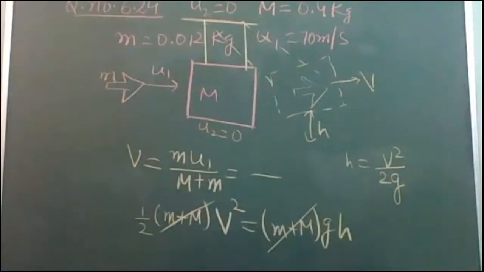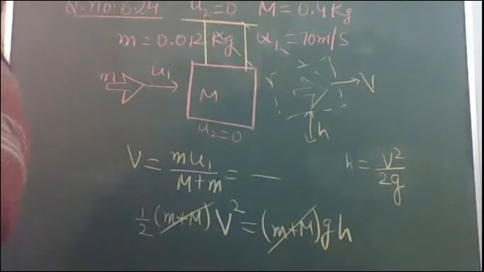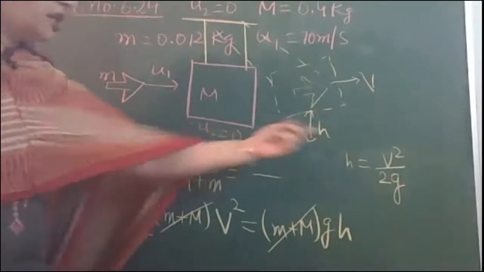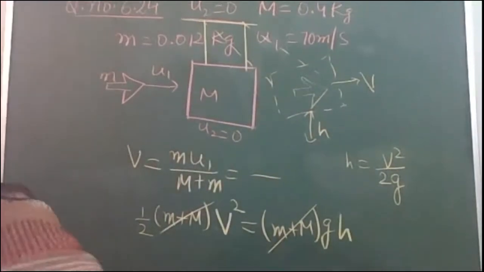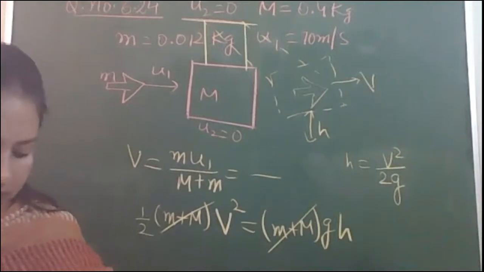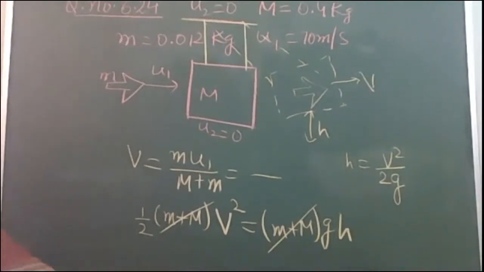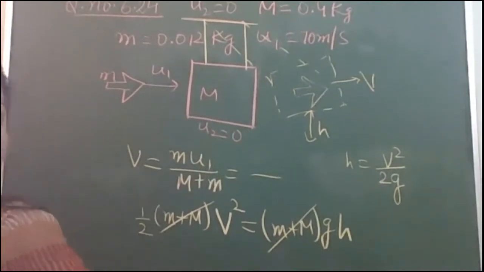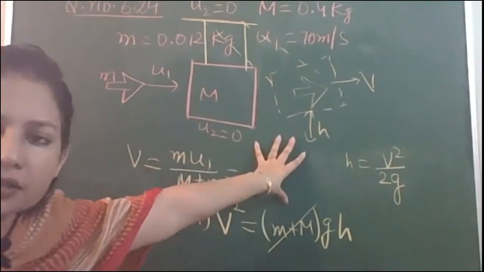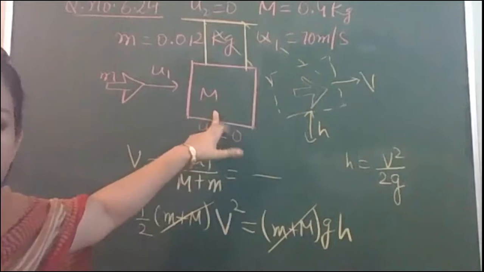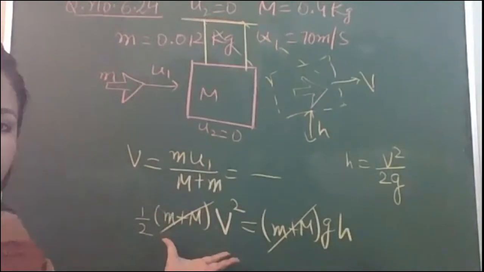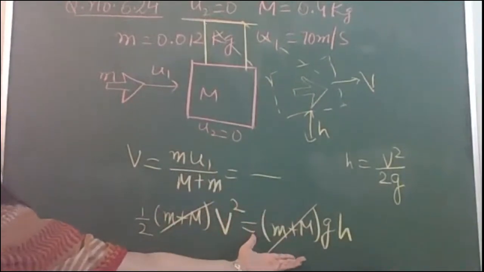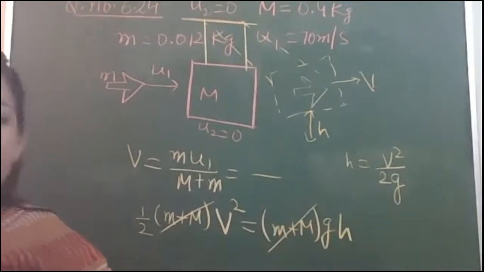So just solve this. Put in the values. You have found v. Put that v here. g you know already. So you can find h. You can find the height. So very simple logic. The kinetic energy that it obtained because of the collision, it was at rest earlier. But when the bullet gets embedded into the block, it attains some kinetic energy. That kinetic energy is giving it a certain height. So that is converted into mgh.